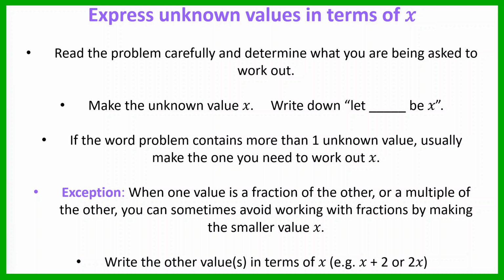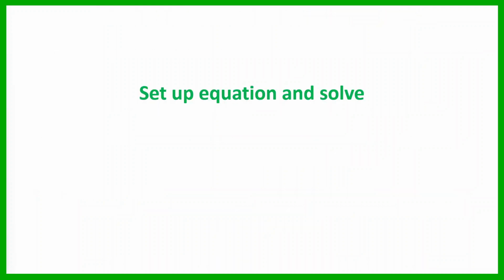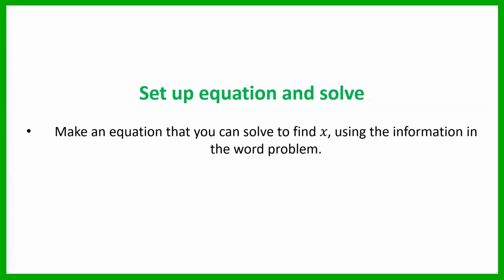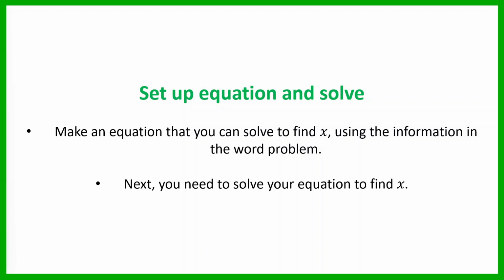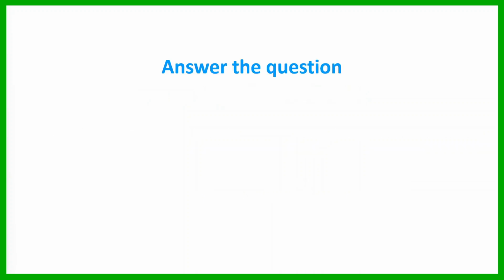Once you've expressed your unknown values in terms of x, the next thing you need to do is set up an equation and then solve it. So you need to use the information that you've been given in the word problem to make an equation that you can use to solve for x. And then once you've got your equation, you need to solve it and work out what x is. Then, once you've got your value of x, you need to go and answer the question that you were asked.